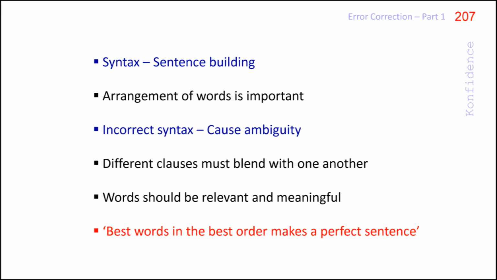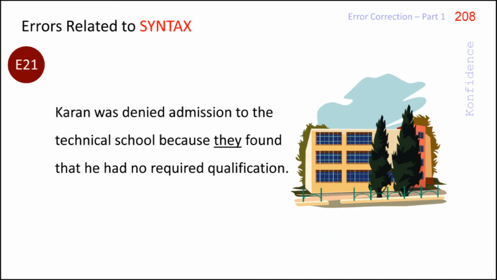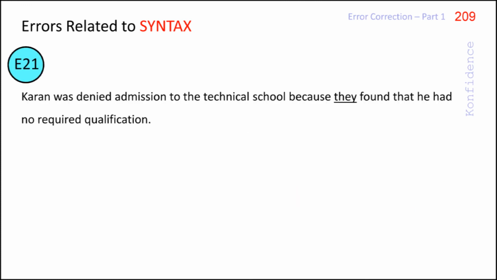Sentences E21 to E24 have errors related to syntax. Let us learn some rules regarding syntax while correcting those wrong sentences. Look at this sentence given in the slide. In the sentence given, pronoun they is underlined. Does the sentence have clarity? No, because the pronoun has no antecedent in the sentence.